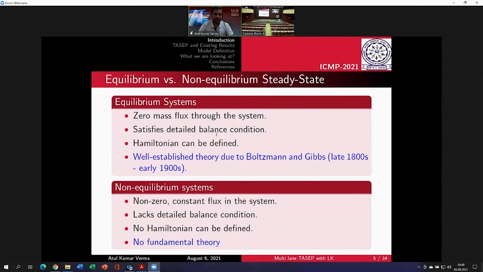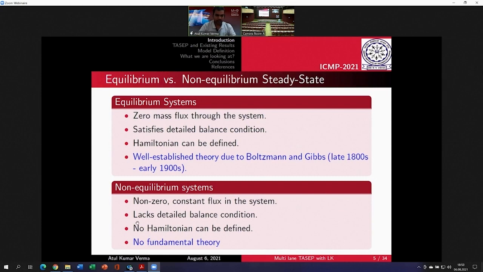We can define the Hamiltonian for equilibrium systems. For non-equilibrium, we cannot define a Hamiltonian. This is very important: there is a very well established theory by Boltzmann and Gibbs to study equilibrium systems. In particular, the Ising model is there, which can help us in the study of equilibrium systems.